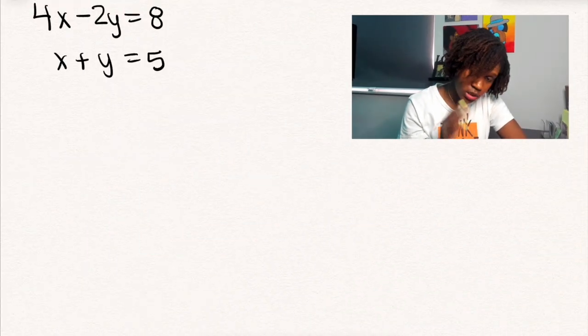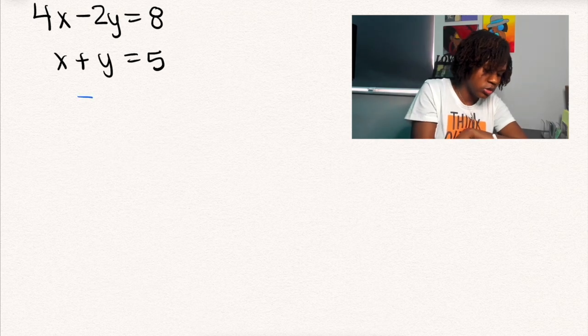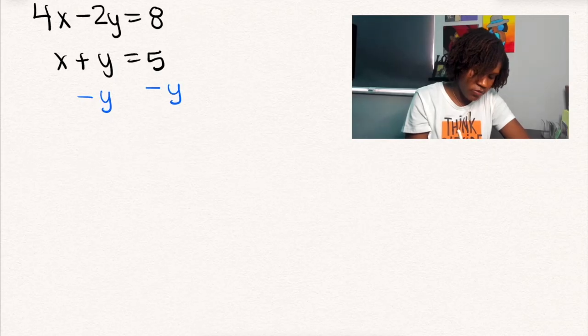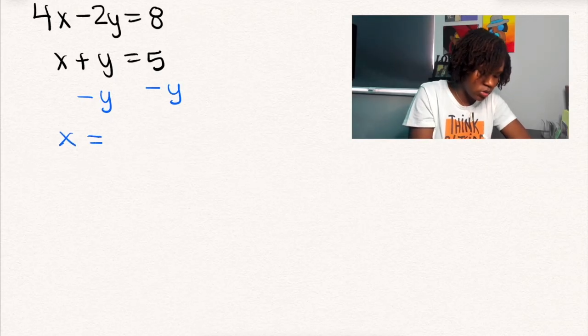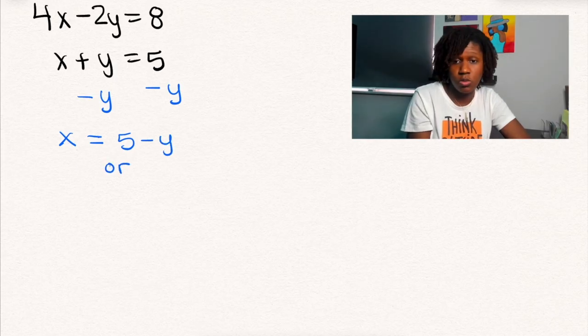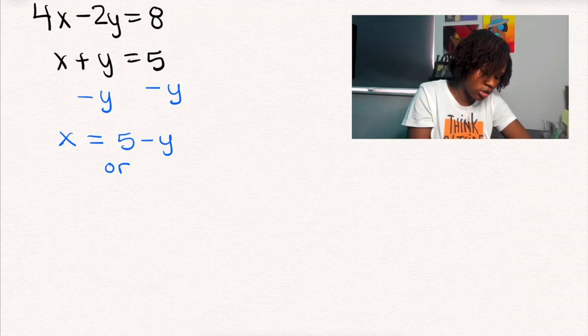In our last system of equations, y was isolated. So in this one, let's isolate x, meaning I want x to be by itself. So what I'm going to do is in that second equation, because it's a little simpler, I'm just going to subtract y on both sides. So now I have x is equal to 5 minus y, or in the way that you might most naturally see it in your algebra class, x is equal to negative y plus 5.